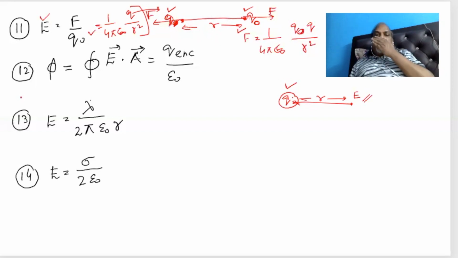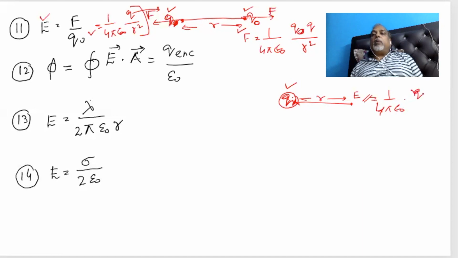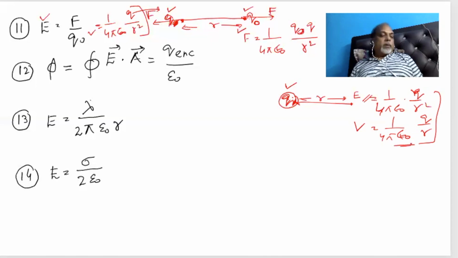These are very minor details, but you have to just understand that if any charge Q is there, then as in the case of potential, the electric field is nothing but 1 by 4 pi epsilon 0 into Q upon R square, and here V will be 1 by 4 pi epsilon 0 Q upon R. These things you know.